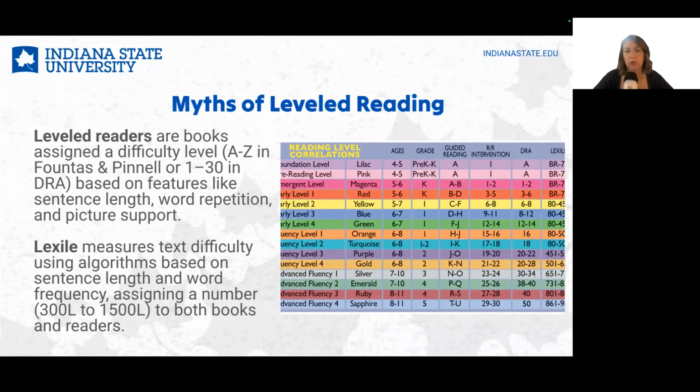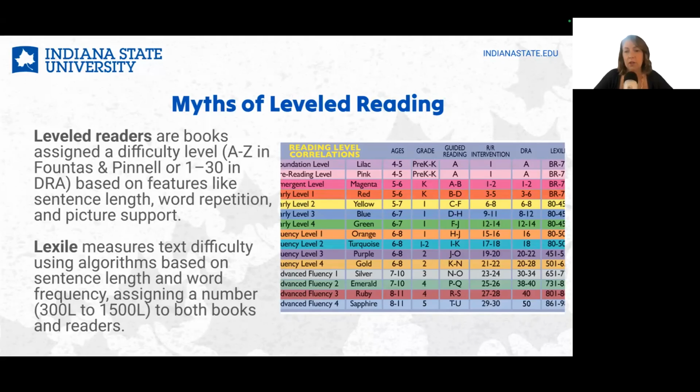Leveled reading refers to the idea that books are numbered based on their difficulty. The idea behind a leveled reader is that each book is given a number or level based on the difficulty of that text. Each student would take a test to tell them what their level was, and then the student should only read books at that level. A lexile refers to the number or level of a student's reading.